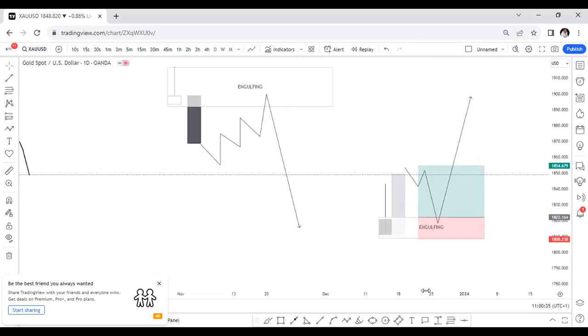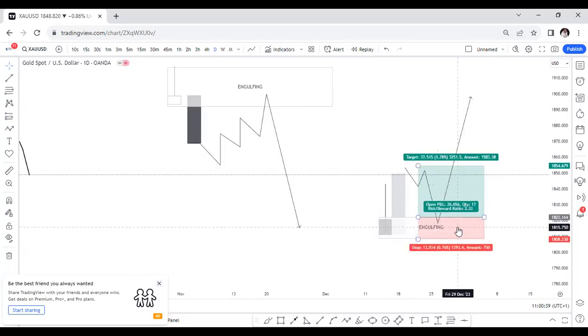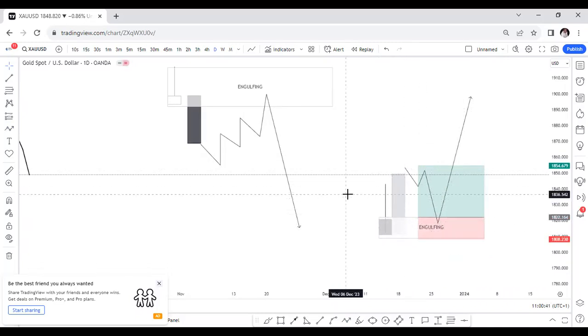So this is a setup now, right? This is a setup. Then the entry point will be the zone. So it performs both at the same time. That is the use of engulfing.